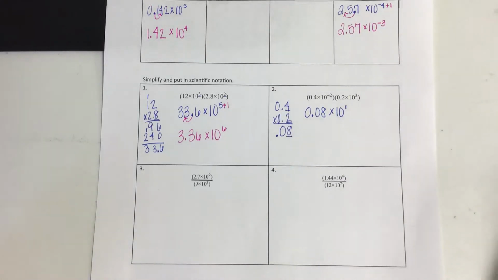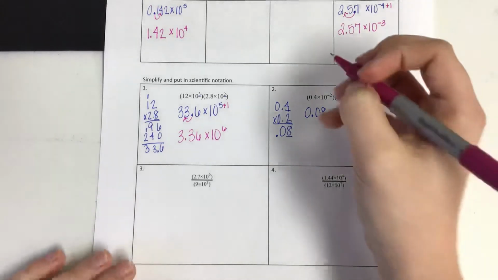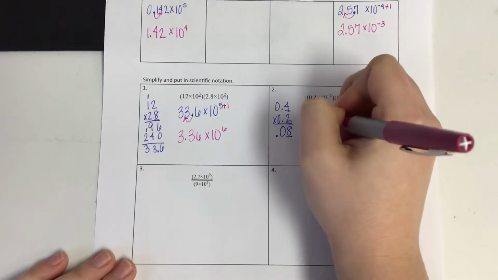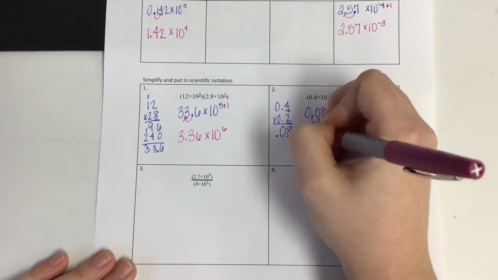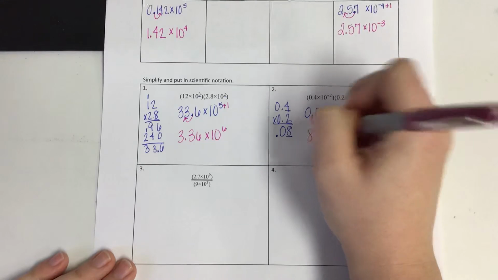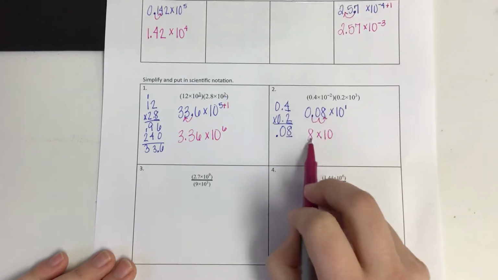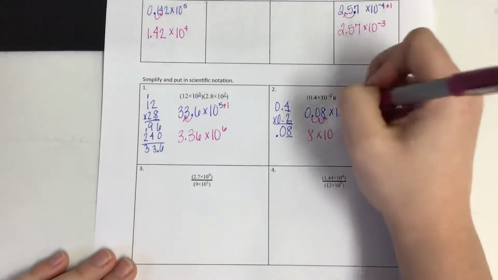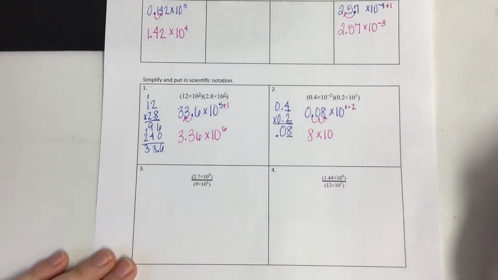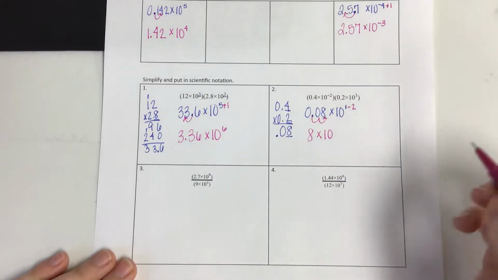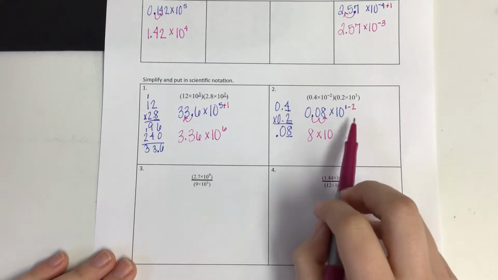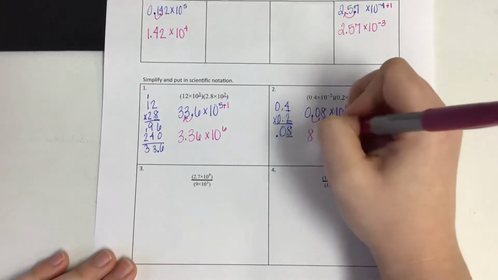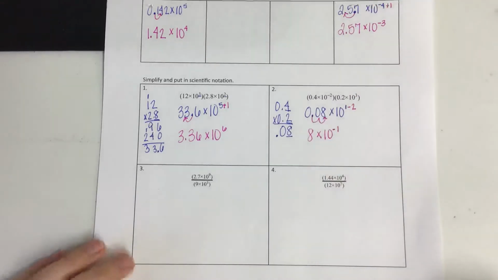Now this is not in scientific notation. So in order to change this, my decimal needs to be behind my 8. Since my number is getting larger, my exponent is going to get smaller, but this time I moved it twice, so I'm going to get smaller by 2. So this is going to give us 10 to the -1st power as our answer.